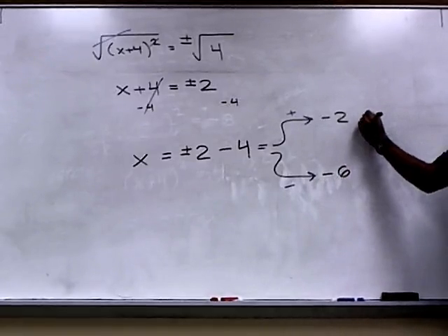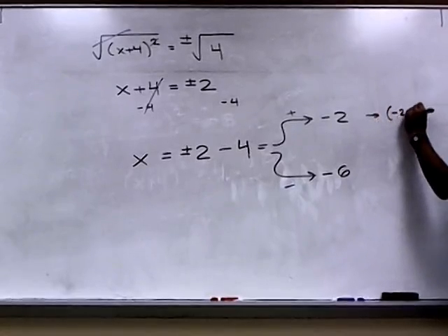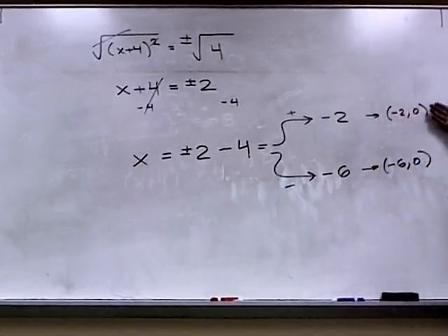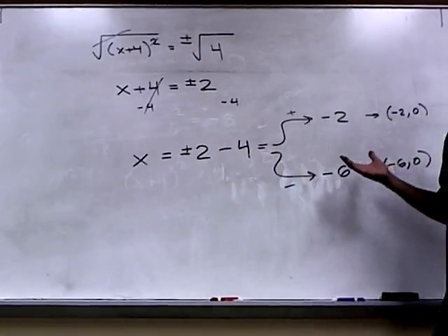So we could actually look at these as points, (negative 2, 0) and (negative 6, 0). Understand? Those are x-intercepts. So that was a little bit of work to get those x-intercepts.